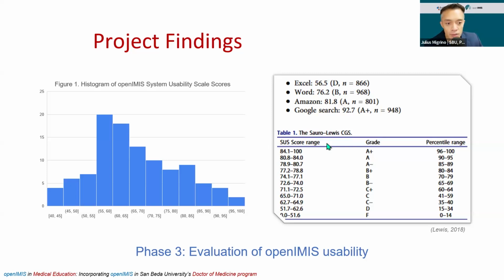But that's why a lot of people, including those who are not technically savvy, can use Google Search quite easily. So in short, at least for San Beda medical students and those who answered the evaluation, openIMIS rates somewhere in the middle between Microsoft Excel and Microsoft Word. As you can see here, I also shared Microsoft Word with a score of 76.2. So openIMIS ranks somewhere in the middle.